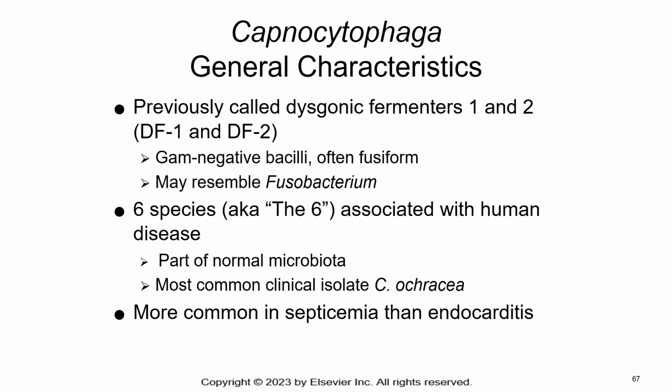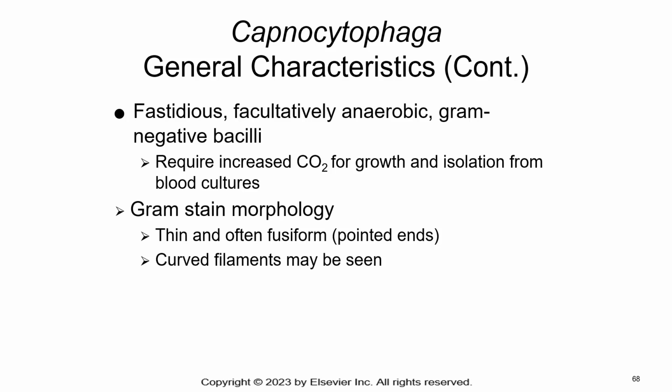And switching gears to Capnocytophaga. There are 6 species associated with human disease. They are part of the normal microbiota. The most common clinical isolate is C. ochracea, more common in septicemia than endocarditis. These are fastidious, facultatively anaerobic gram-negative bacilli, and they require CO2 for growth. On Gram stain, they're thin and often fusiform with pointed ends, and curved filaments may be seen.